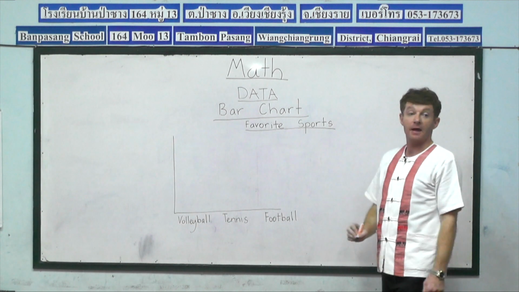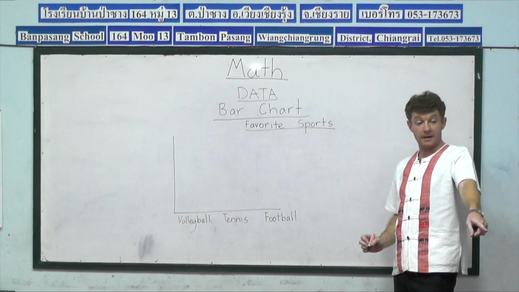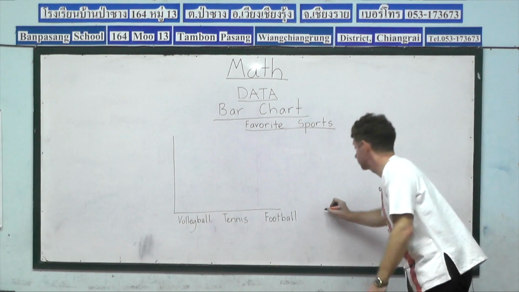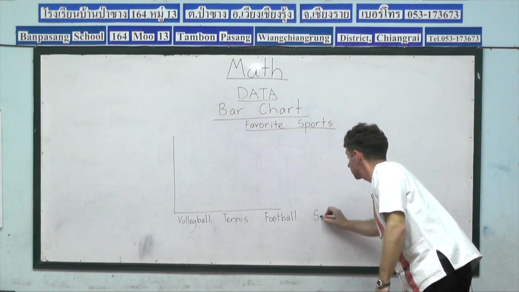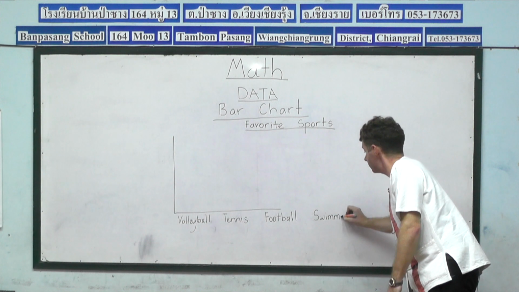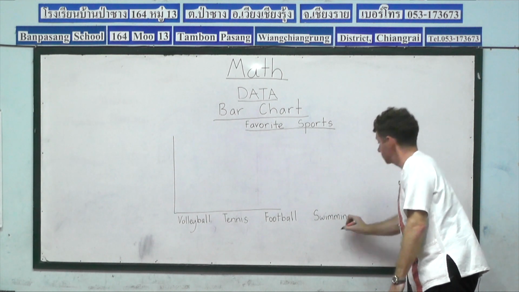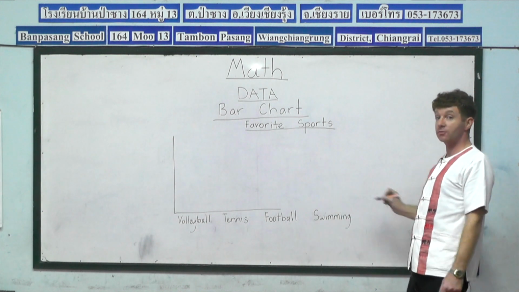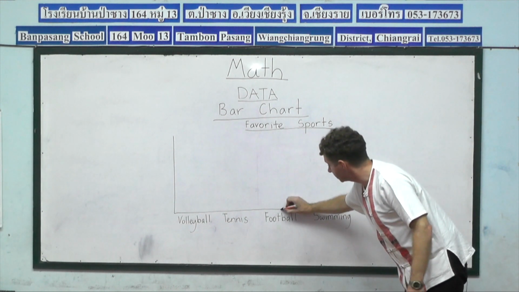F-O-O-T-B-A-L-L. And sport number 4, Lakdau says swimming. Okay. S-W-I-M-M-I-N-G. So our horizontal axis has to go longer because we've got more sports.